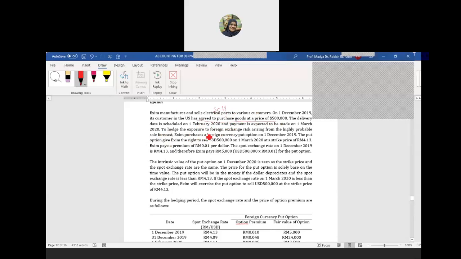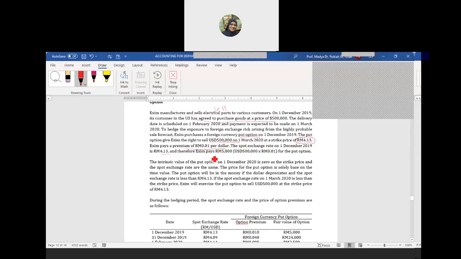To hedge the exposure to foreign exchange risk arising from the highly probable forecast sale, Exim purchased a foreign currency put option on 1st of December 2019. The put gives Exim the right to sell 500,000 USD at the price of 4 ringgit and 13. Okay, Exim pays a premium of 0.01 per dollar, 1 cent per dollar. The spot exchange rate on the 1st of December 2019 here is 4.13.